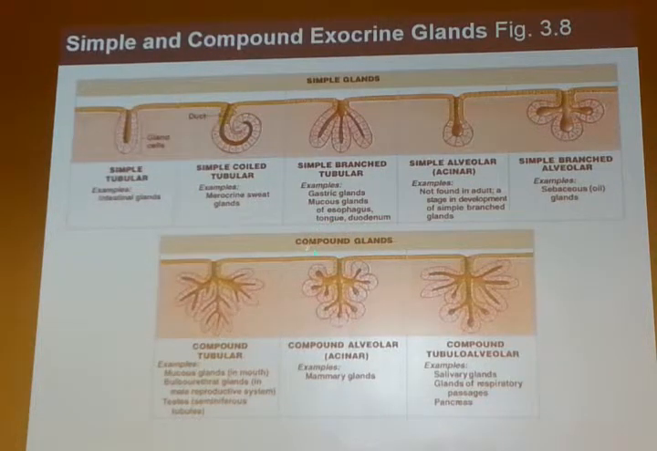A compound gland has multiple ducts. You can have secretory cells that are arranged in a tubular fashion, and you call it a compound because it has more than one duct, a compound tubular gland. Where do you find that? In your mouth, where mucus is secreted.